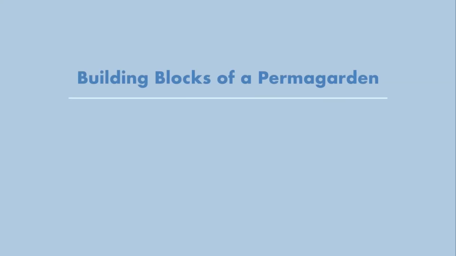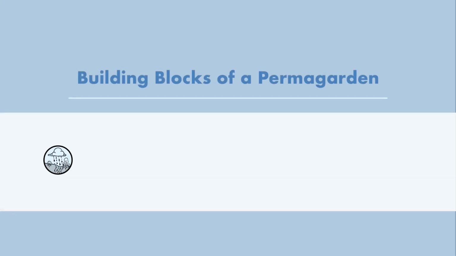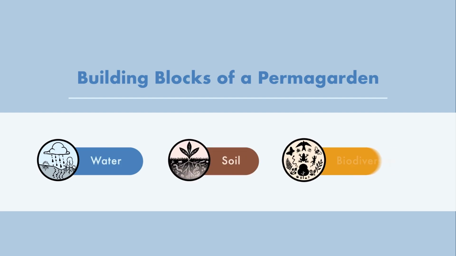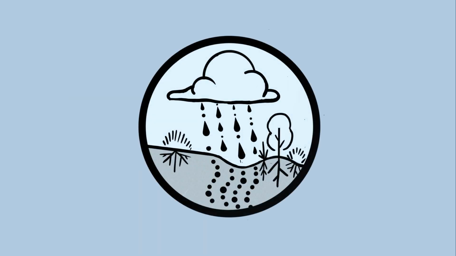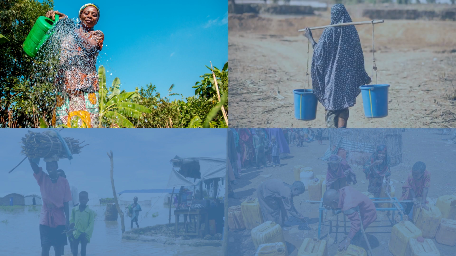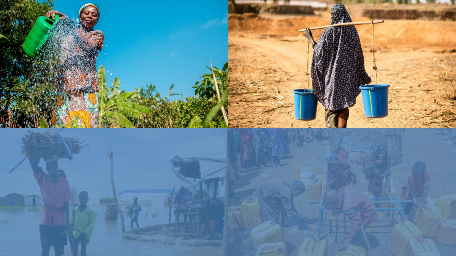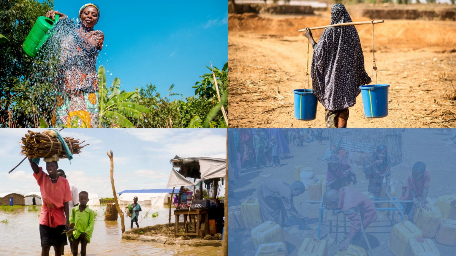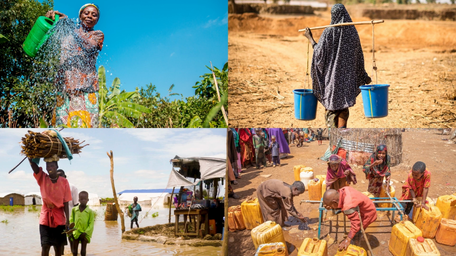There are three ecological building blocks to a permagarden: water, soil, and biodiversity. In this session, we will review water. Water is critical for plant growth, but having a consistent, easily available supply of water is often a challenge for households. Too often, households are faced with a situation where water is unavailable, or too plentiful, or too costly to obtain. Permagardens use techniques that aim to prevent all of these problems before they occur.